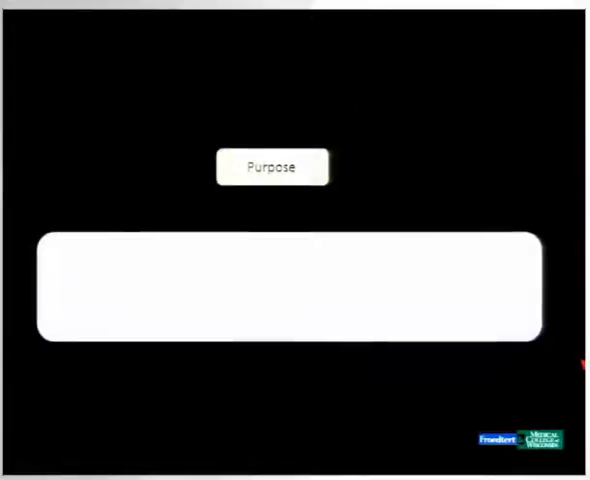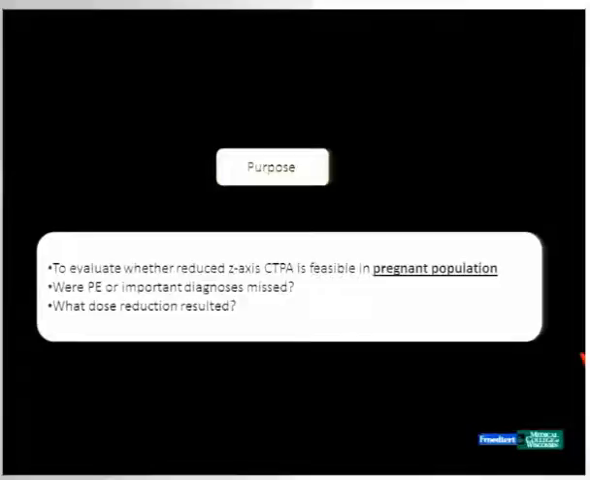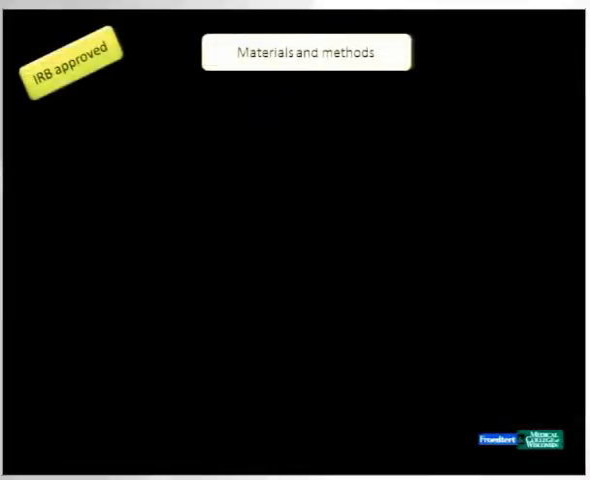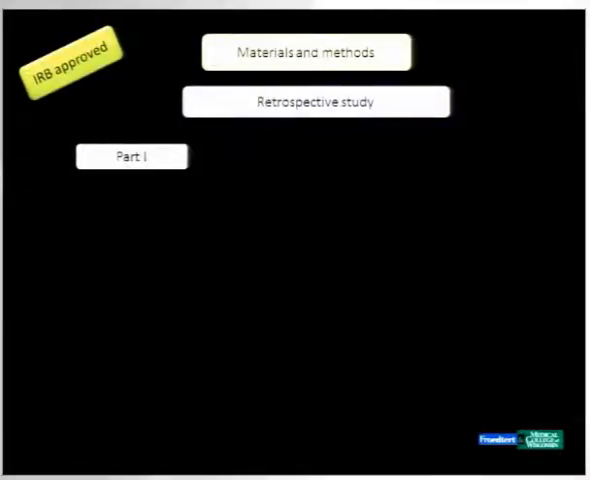So the purpose of our examination was whether we can really apply this same method in the pregnant population. Do we really miss any big diagnosis, and what is the resulting dose reduction? The pregnant population is extremely sensitive. Everybody is talking about reducing dose not only to the mother but also to the fetus, based on the ALARA concept. So in this retrospective IRB approved study, we had two parts.